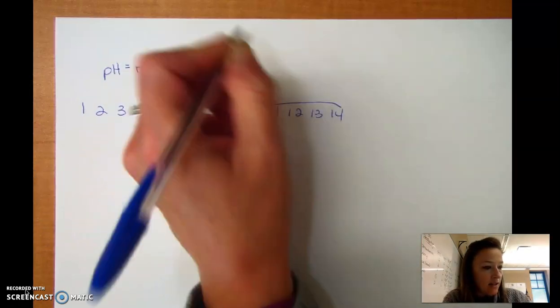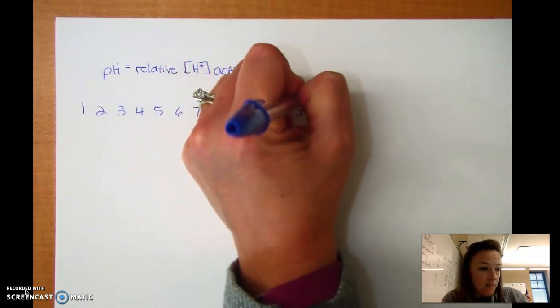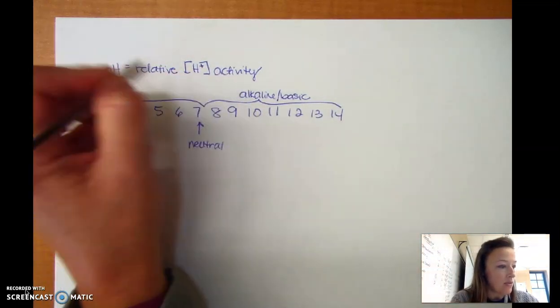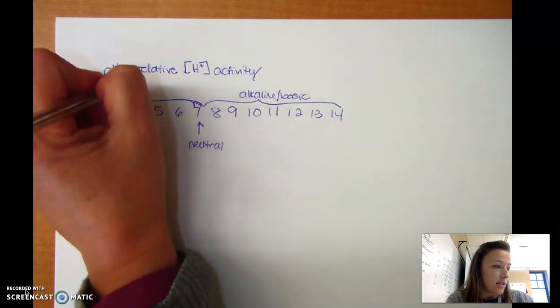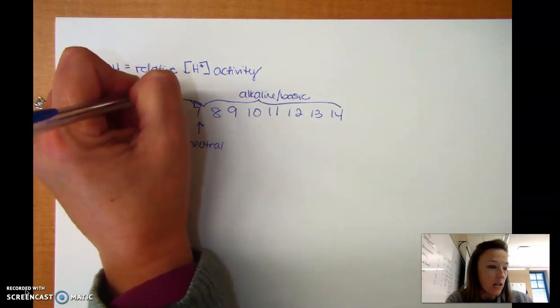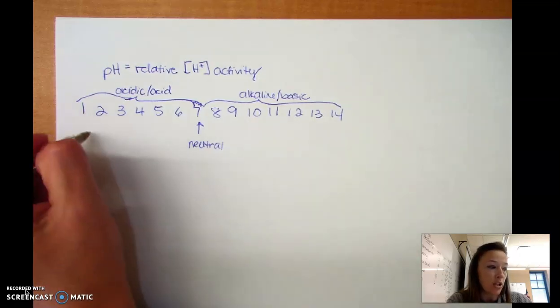Everything above 7 is alkaline or basic or a base. And everything below 7 is acidic, or has acidity, or is an acid, however you want to word that. Basically, when you're measuring pH, you're measuring the amount of free hydrogen ions, because pretty much if they're free, they're active. And it is a tenfold change from one to the next.